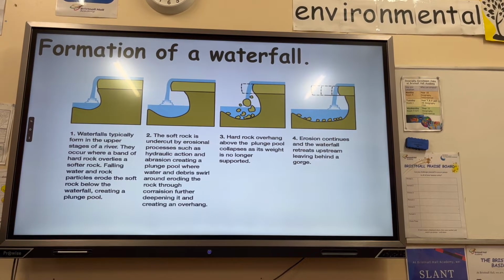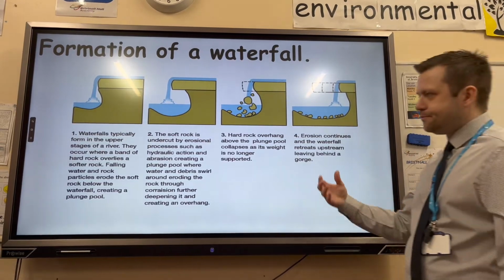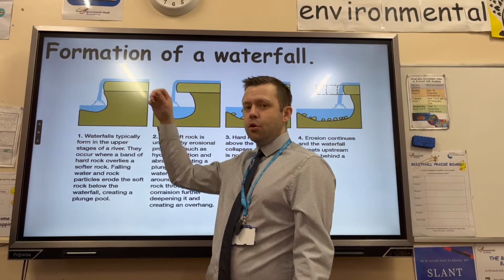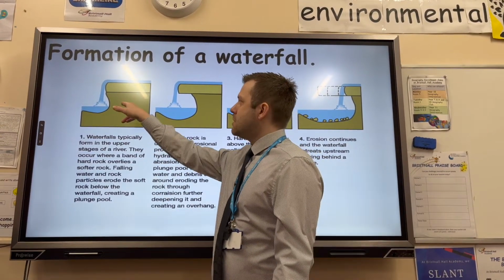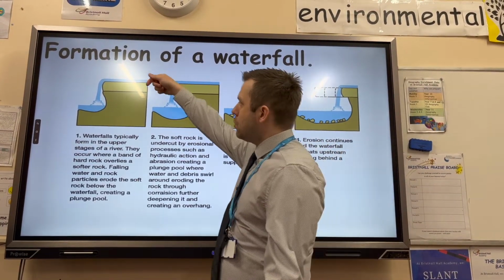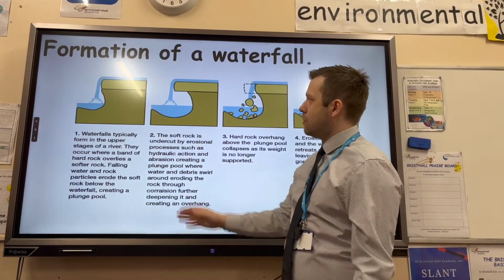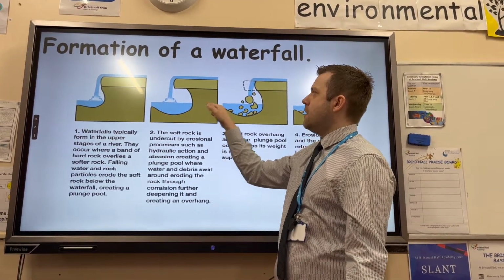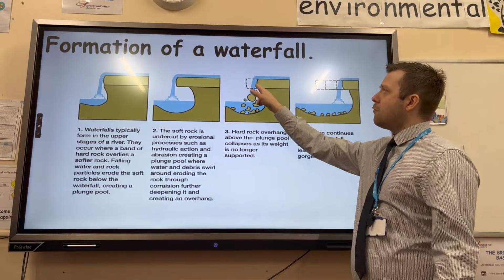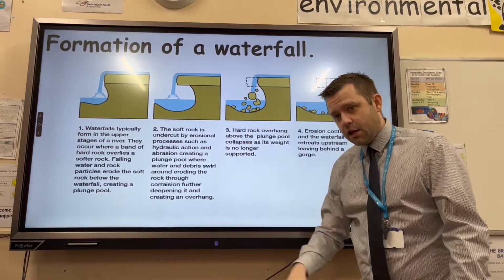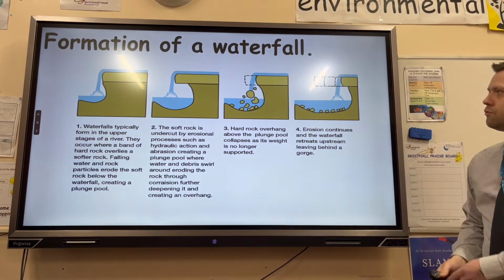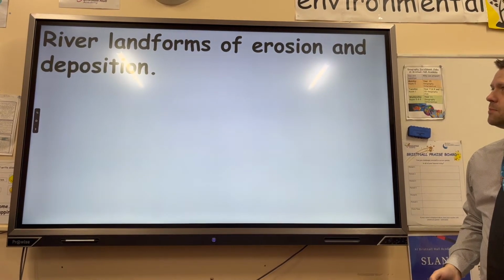Stages of waterfall formation: it usually involves two layers of rock. The cap rock is more resistant, so it erodes slowly, whereas the rock below it is soft rock, so it's less resistant, it erodes quickly. The water erodes vertically via processes such as hydraulic action, eroding away the rock that is softer below it. Eventually this erosion continues until the cap rock or the overhang is unsupported and it crashes down into a plunge pool. And this process continues and continues, and the water will retreat upstream, leaving behind a steep-sided valley.